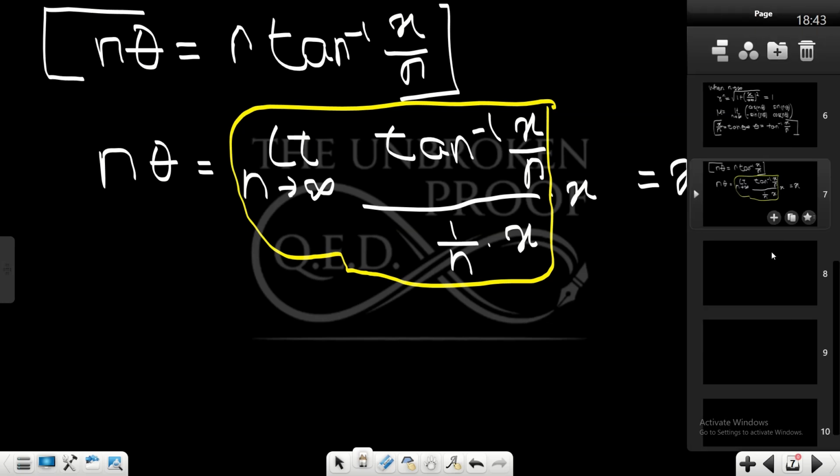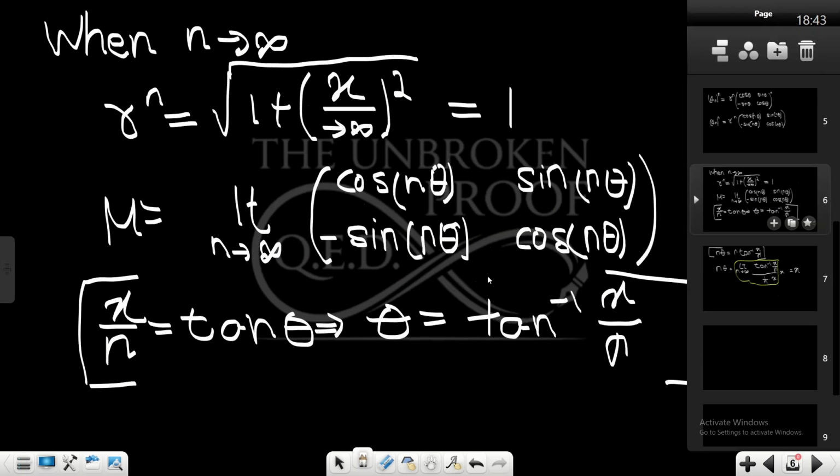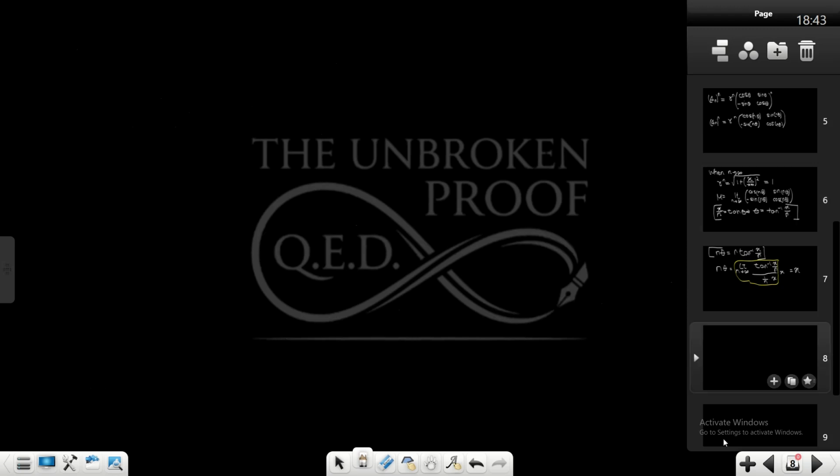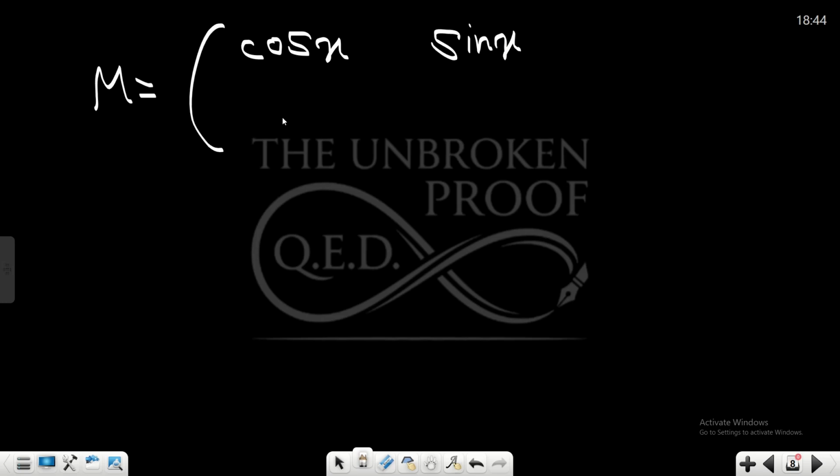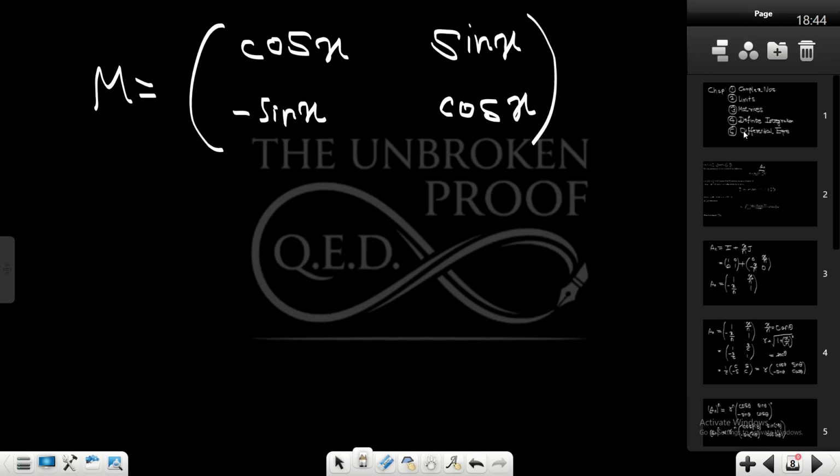So finally, if we take this limit, we will get to know that the matrix M is equal to [cos x, sin x; minus sin x, cos x]. So this is your limit M, and this is the first task of the problem.